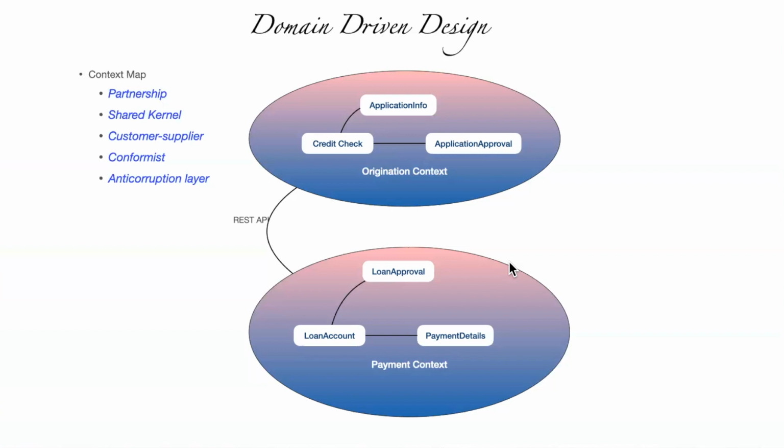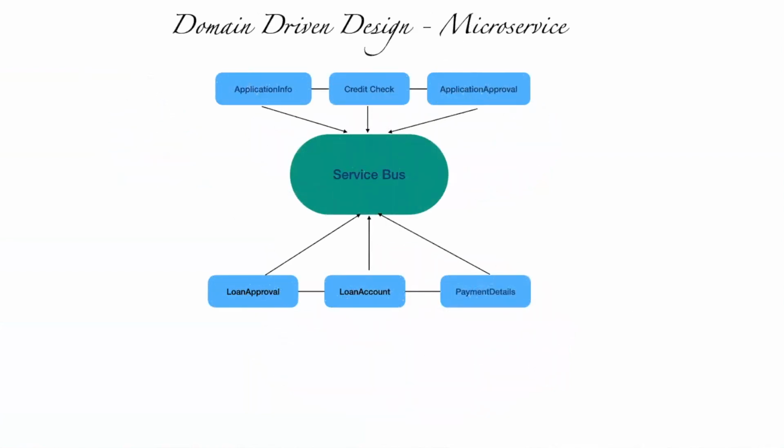Let's look at another side of it. Origination as a bounded context can have smaller components in it, for example, application information, credit check, and application approval. The payment context can have loan approval, loan account, and payment detail. These are the smaller components inside. A bounded context can have one or multiple smaller components. These smaller components are truly eligible to be a microservice, right? Because they take care of an individual responsibility. Let's see how they are connected.